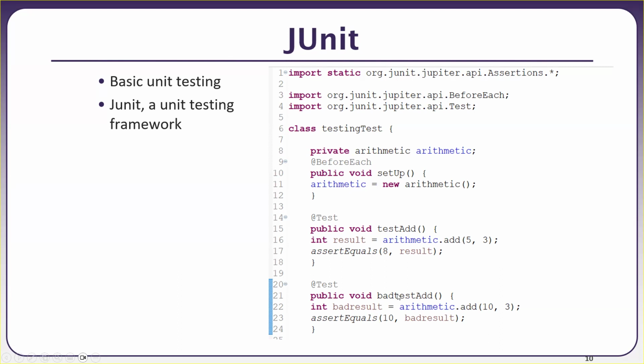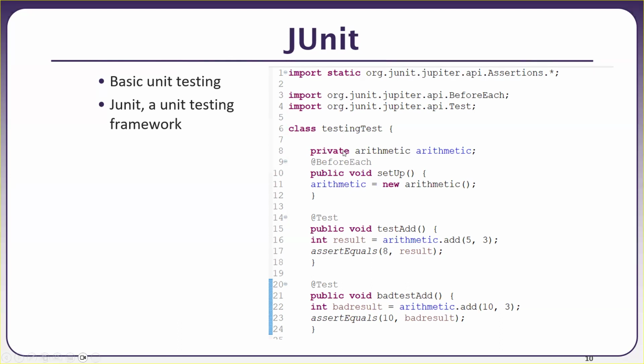So in JUnit, these functions run separately. It's not like they are going to run at the same time. So this function is run separately. This test function, this test add, and this bad test add run separately. To run them, we need an object. So let's say we start from here, okay?